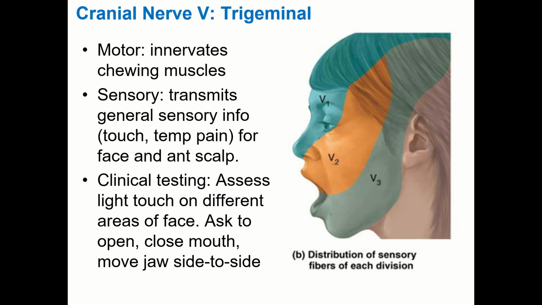And then you can ask them to open and close their mouth, and then to move their jaw side to side. So again, we're checking the function of those chewing muscles. If they can't do that jaw movement, then we would assume that potentially there's some problem with the trigeminal muscle. So from a motor standpoint, you probably would have known, but the motor function here is only somatic. It's only voluntary. There's no autonomic function there.